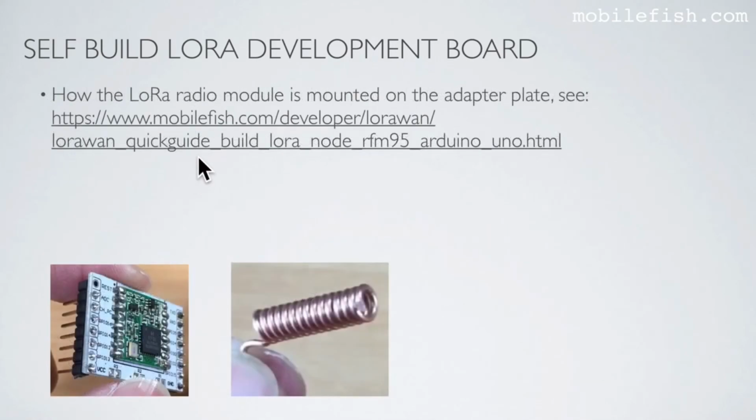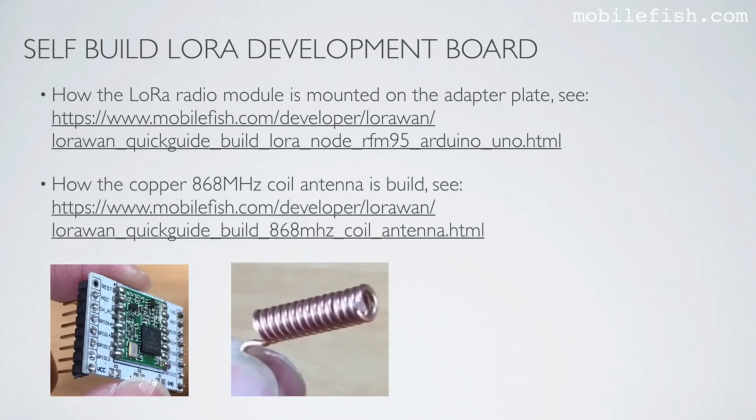How the LoRa radio module, this module, is mounted on an adapter plate, see this tutorial. This tutorial also includes YouTube videos. How the copper 868 MHz coil antenna is built, this antenna, see this tutorial. This tutorial also includes YouTube videos.